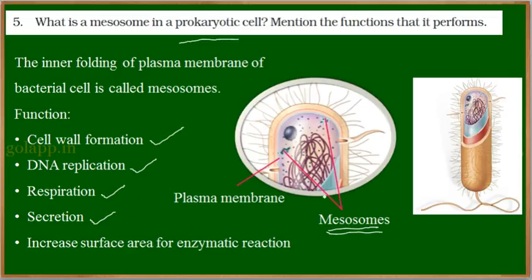And to perform this activity, there should be an increased surface area. To increase the surface area, the plasma membrane undergoes folding. So mesosomes also increase the surface area for enzymatic reactions. Just like in our intestine, we have villi which undergo many foldings to increase the surface area for absorption of nutrients. Similarly, the mesosome increases the surface area to perform many enzymatic reactions.